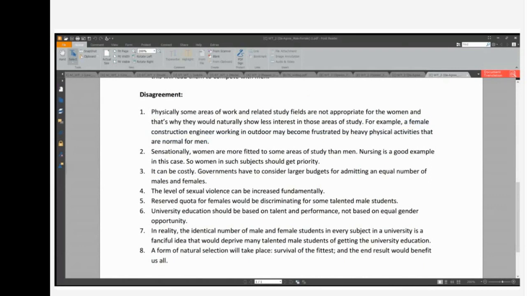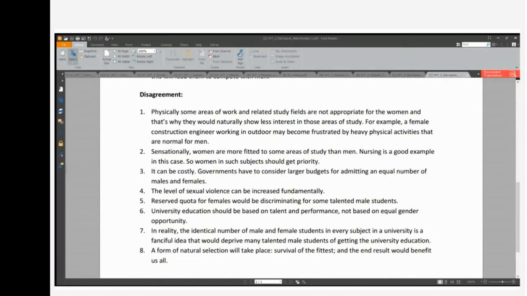You can also say sensitive women are more fitted for some areas of study than men, like nursing is a good example in that case. So women in such subjects should get priority because women are by default more caring. So as you can see, even in many countries and many societies, the whole nursing sector and even a big portion of the medical sector is actually dominated by women because they tend to have this particular compassion for that work.